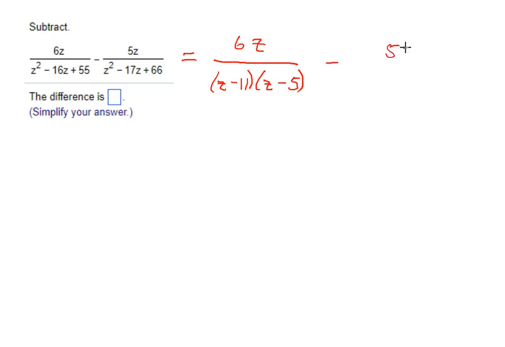Minus, we'll have 5z on top here. This one kind of factors the same way. Two numbers that multiply to 66 add to negative 17. It's going to be z minus 11 again, but this time z minus 6 to get the 66.